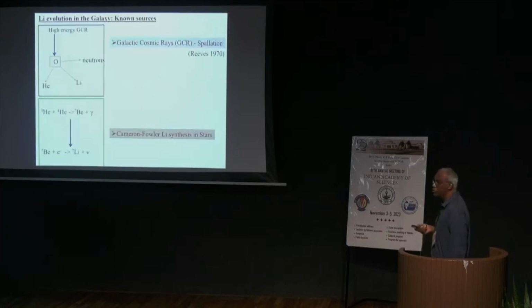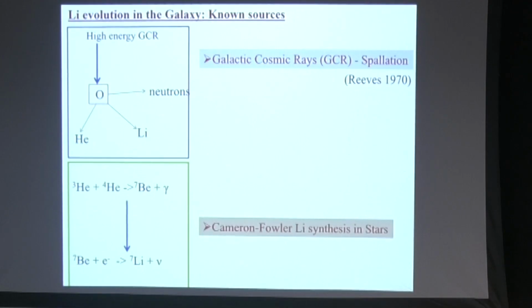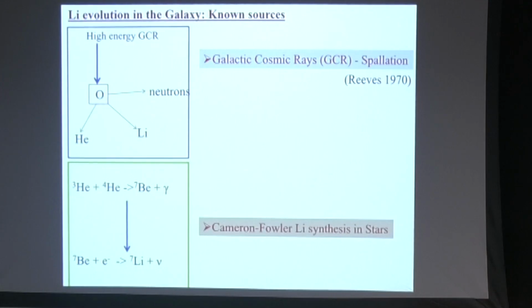And what are the known sources? Known sources include spallation reactions by galactic cosmic rays. And then, of course, stars; people have suggested stars can also produce lithium. The major thing is that stars do produce it, but bringing it out is extremely difficult, because lithium gets destroyed very fast in the stars.